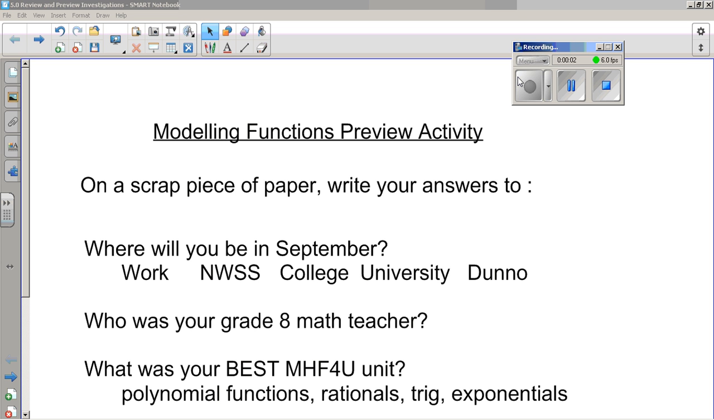Hello there, gang. Lesson 5.00, review and preview for our last unit on combining functions, modeling functions.